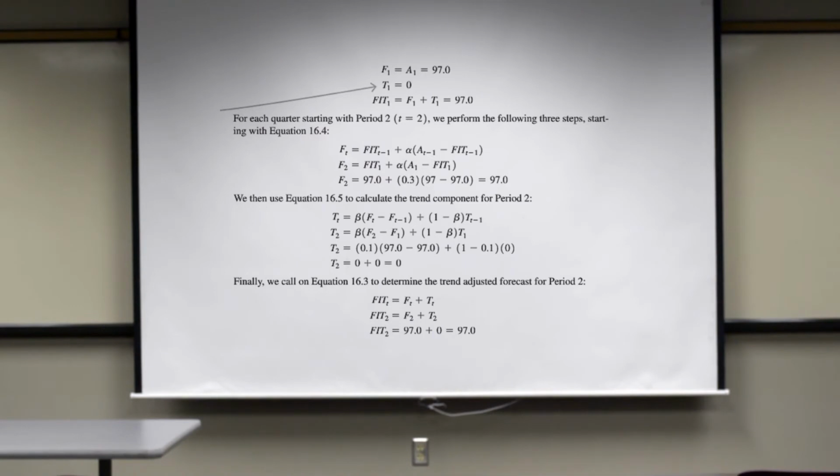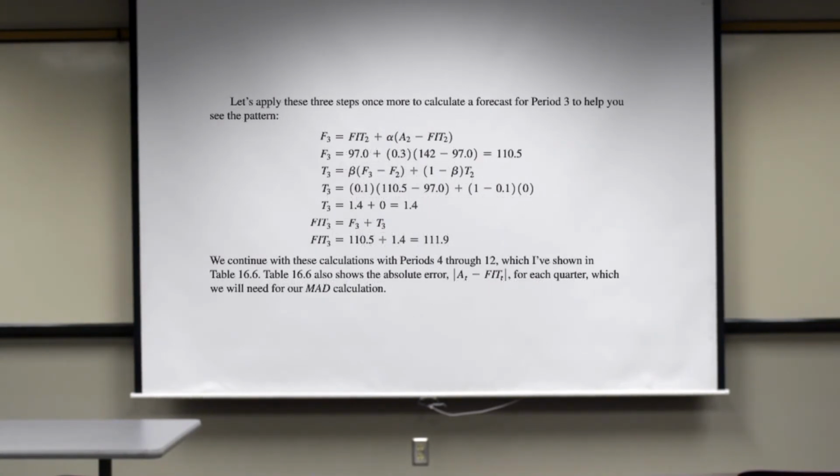For each quarter starting with period 2, T equal to 2, we perform the following three steps, starting with equation 16.4. We then use equation 16.5 to calculate the trend component for period 2. Finally, we call on equation 16.3 to determine the trend adjusted forecast for period 2. Let's apply this three-step process once more to calculate a forecast for period 3 to help you see the pattern. FIT_3 is equal to 110.5 plus 1.4, equal to 111.9. We continue with this calculation for periods 4 to 12, which I've shown in table 16.6.